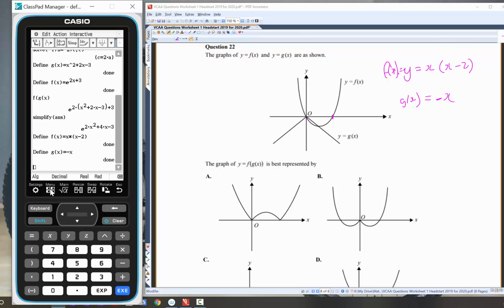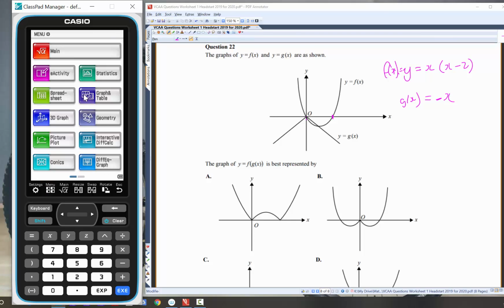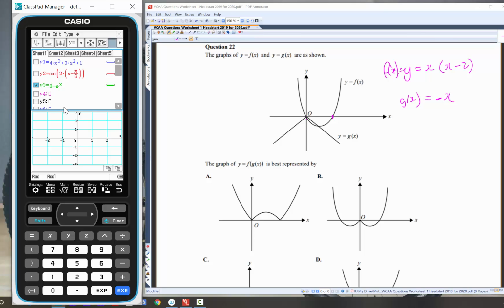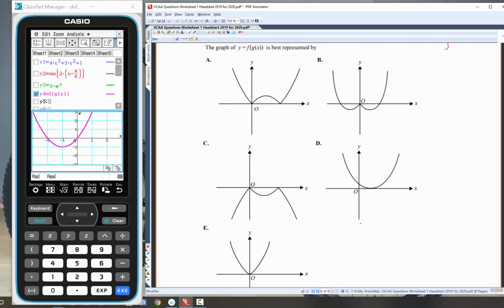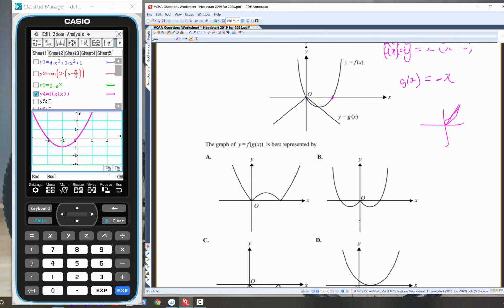All right, and it's time to have a bit of fun. So let's go over to graph and table, and what I'm going to do is ask it to graph f of g of x. Let's have a look. Okay, so what that's done, and I'm only interested in this portion of the graph, the stuff on this side here. So it looks like on this side of the resulting function of the composition, it's going to look something like that. So what can it be so far? E is the only one, right? So it's E, that's the answer.